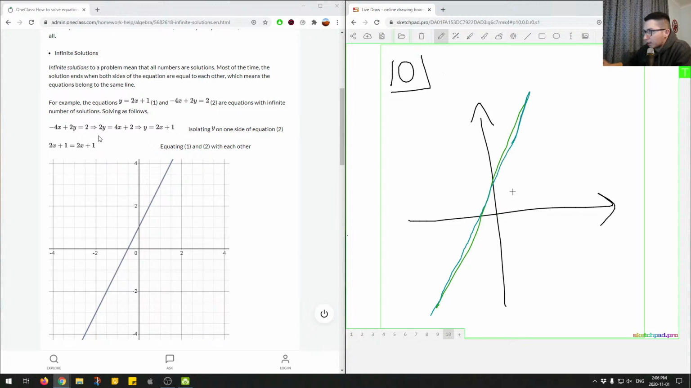So I haven't drawn these exactly on top of each other, but they should be exactly on top of each other. That's why you have an infinite number of solutions. And that's kind of an explanation of what that means. And then it's the situation where you have both sides of the equation equal to each other, or when you have 0 equals 0, and you'll end up with an infinite number of solutions.